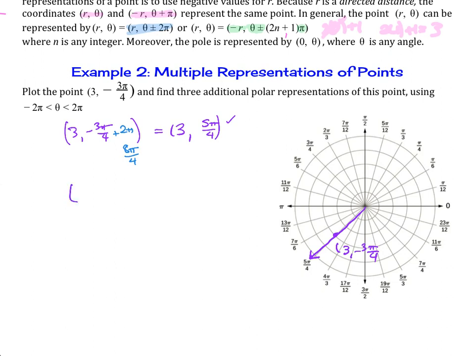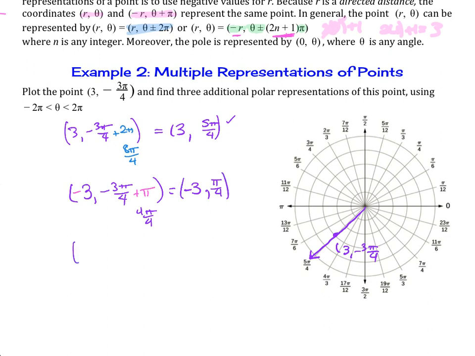So what we can also do is that it says right here that I can take the negative r, so -3, and then keeping the same theta, -3π/4, we're going to add π. Let's add π first. And so this becomes -3, and this is 4π/4. So (-3, π/4).